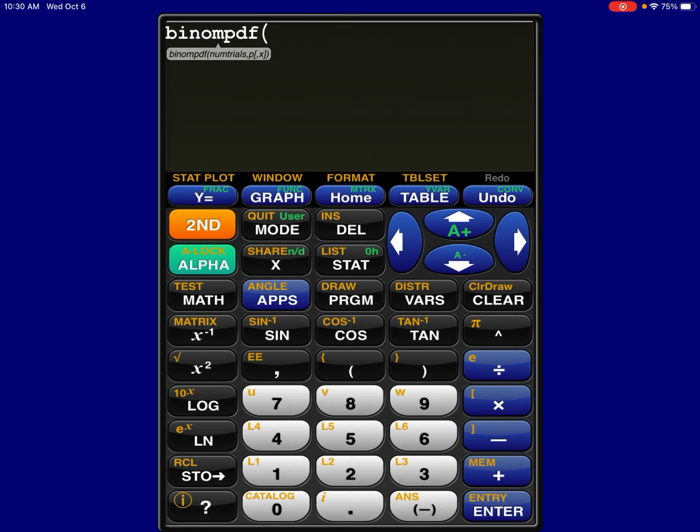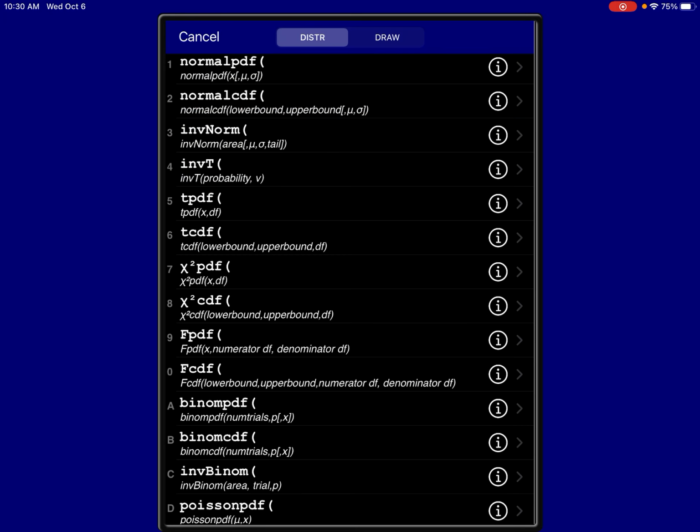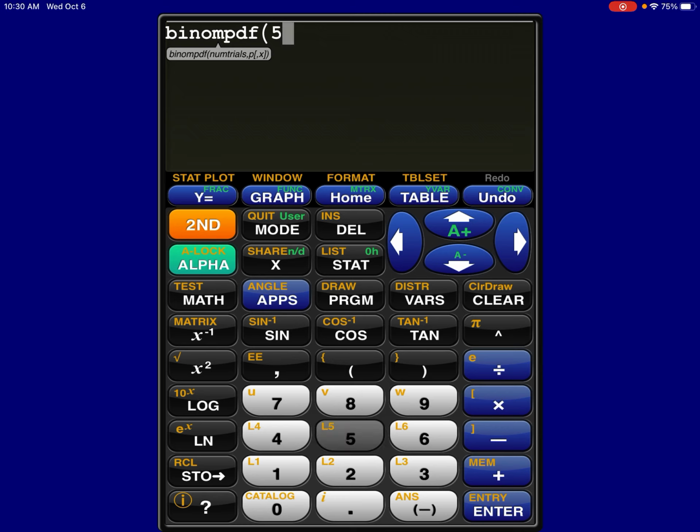If you notice here, it has number of trials and then p and then x. So we said we had 50. Oops, I lost it. Let me come back to it one more time. Second vars and choice A. Here we go. So we had 50 people, our probability was 0.110, and we wanted exactly 5 left-handed folks.